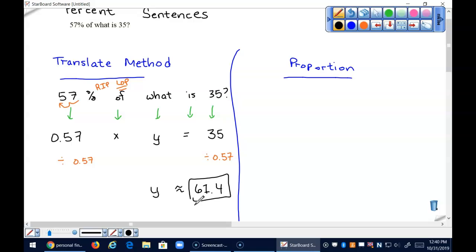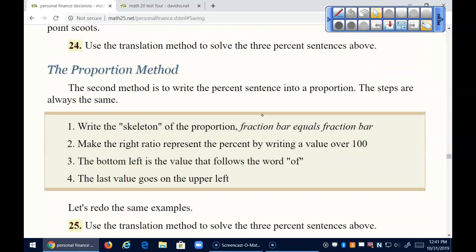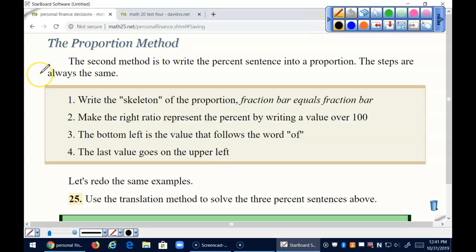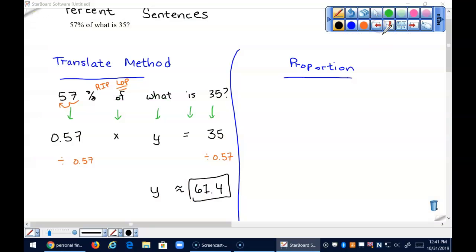Okay, so that's the translate method. If you like it, learn it. If you don't like it, don't do it. The other way is the proportion method. Some people love cross-multiplying. This makes them happy. So here's the proportion method. I'll do that one on the board. And these four things for the proportion method make no sense at all if I just say them out loud. So I'm going to leave this page immediately and just do them.